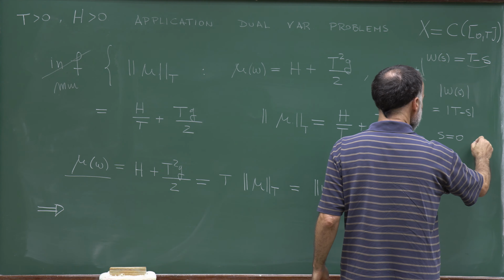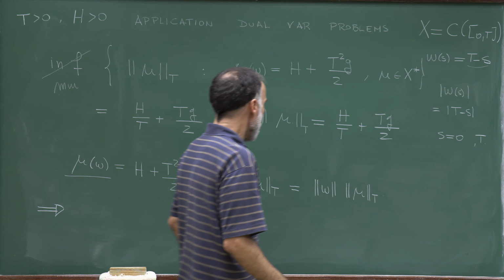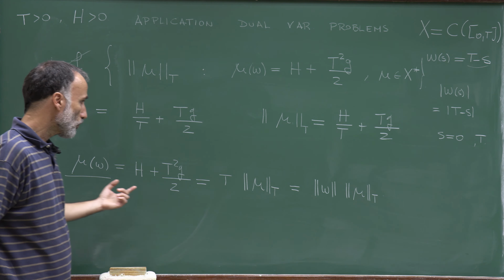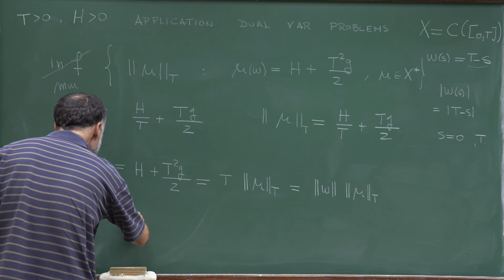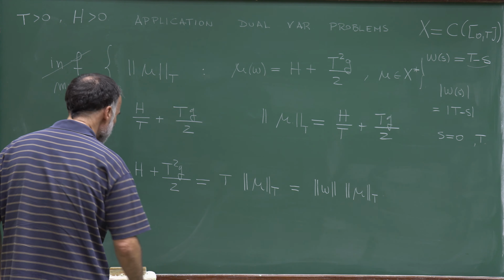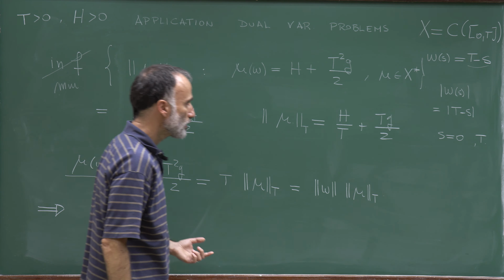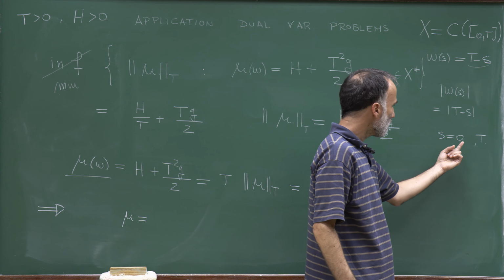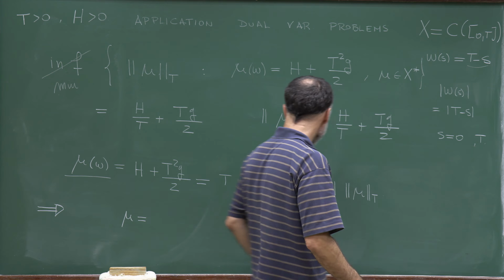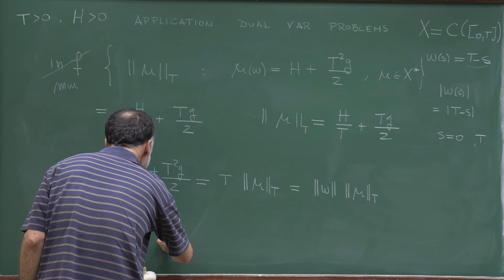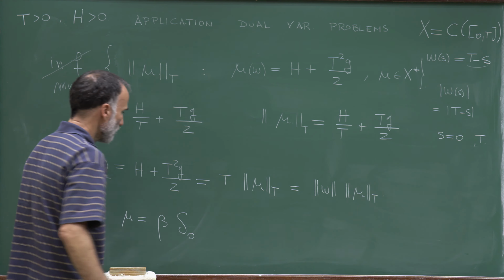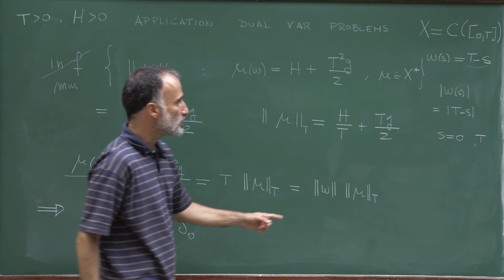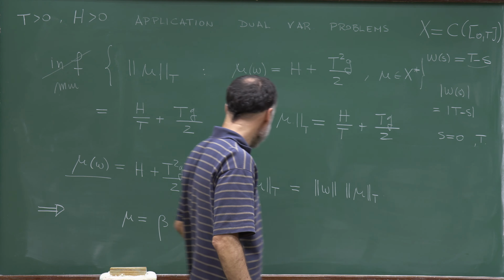And its maximum is t. Well, we have seen that if this identity holds, this means that mu can be written as a sum of Diracs. But in our case, since the maximum is attained at only one point, this means that mu is equal to beta times the Dirac measure at 0, because the maximum is attained at 0.